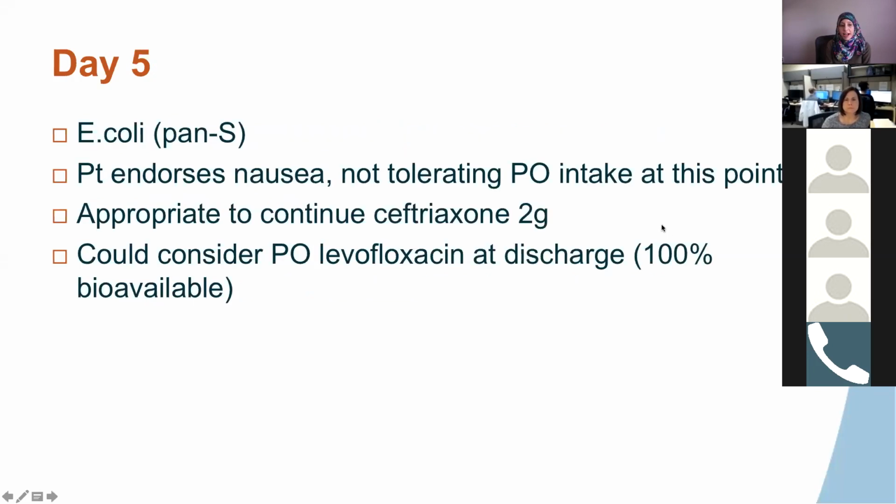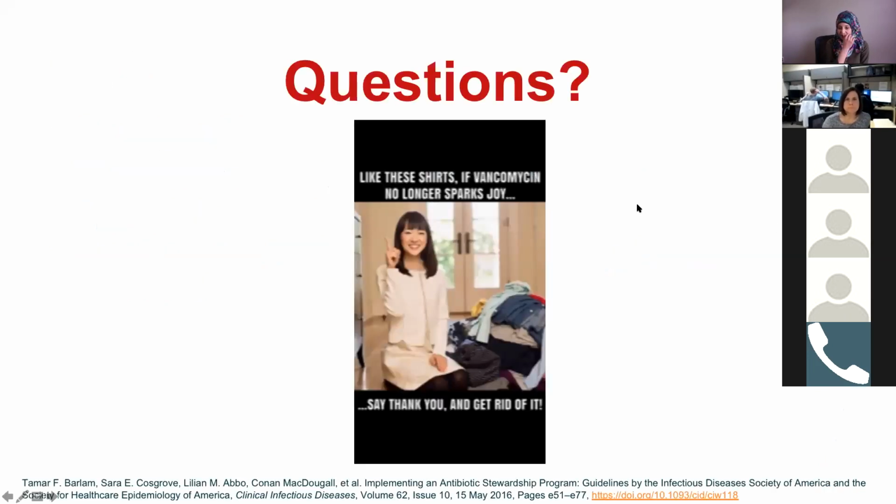Now we're on day 5. You have all your cultures that E. coli is pan-susceptible. However, the patient's still endorsing some nausea. He's not tolerating oral intake that well at that point, so it would be appropriate to continue IV therapy. However, if the patient did want to discharge and was doing clinically better, it is appropriate to recommend levofloxacin since it is 100% bioavailable.